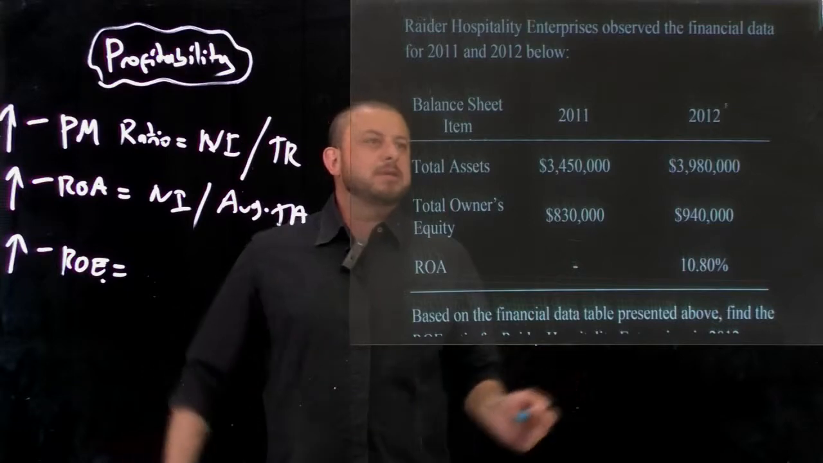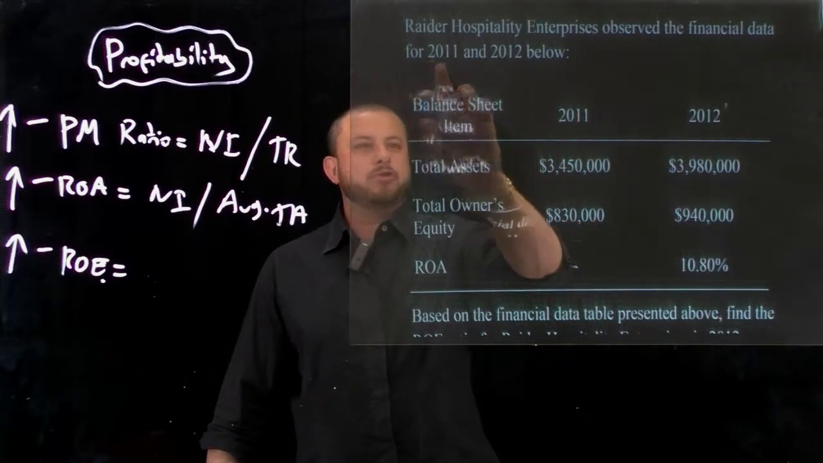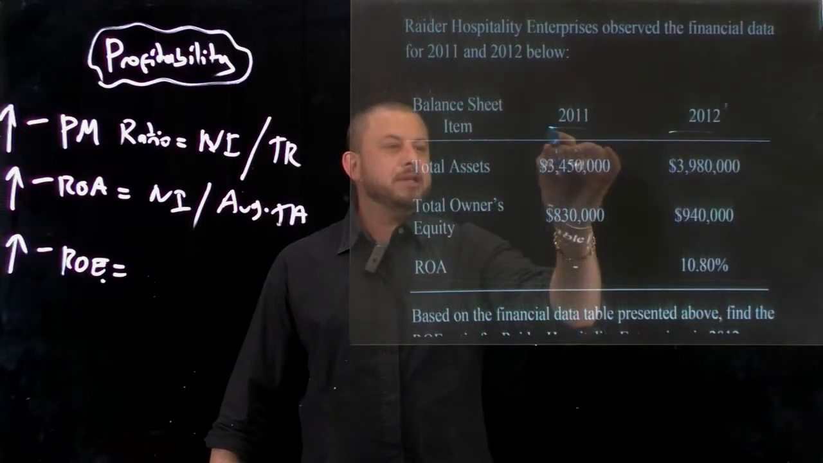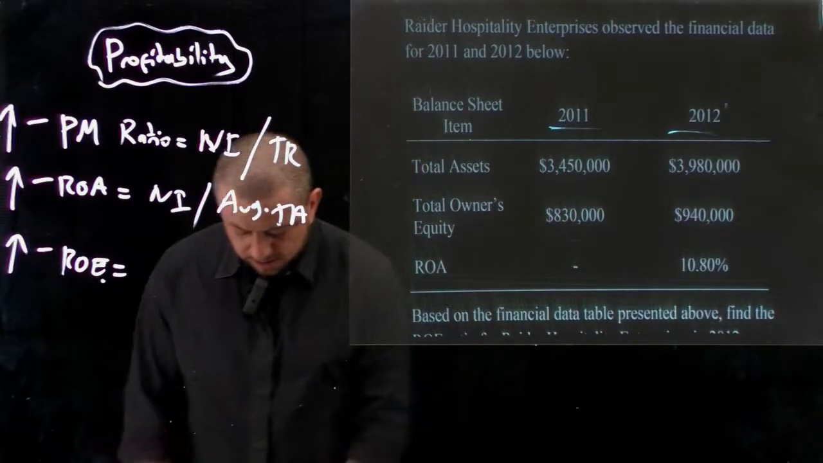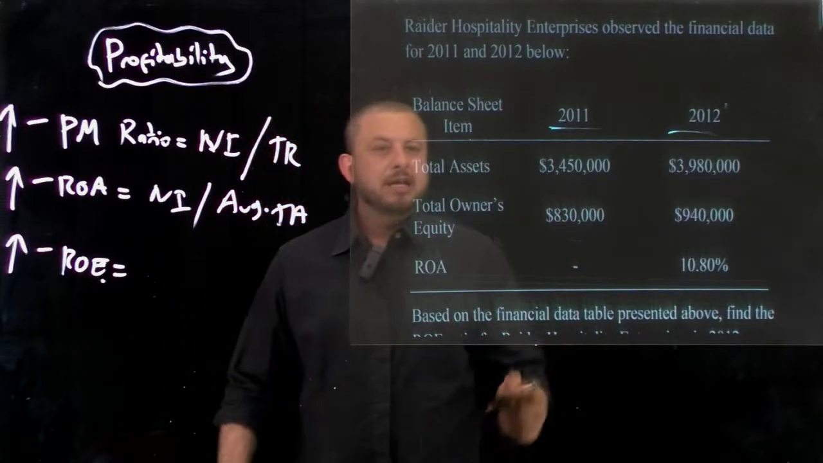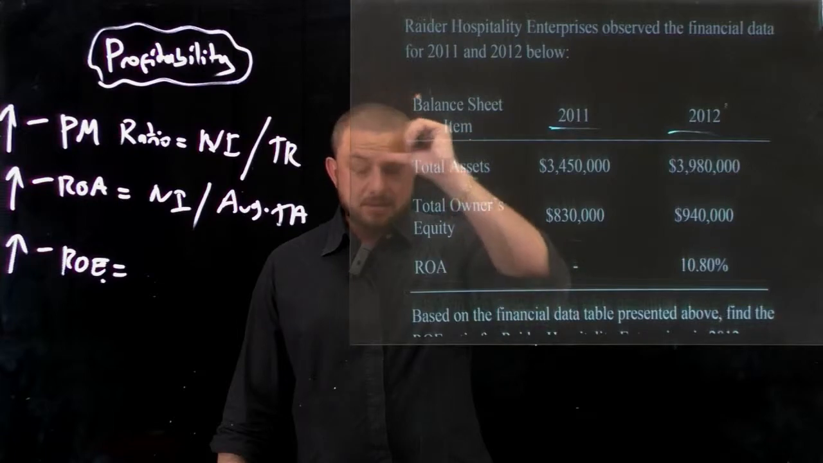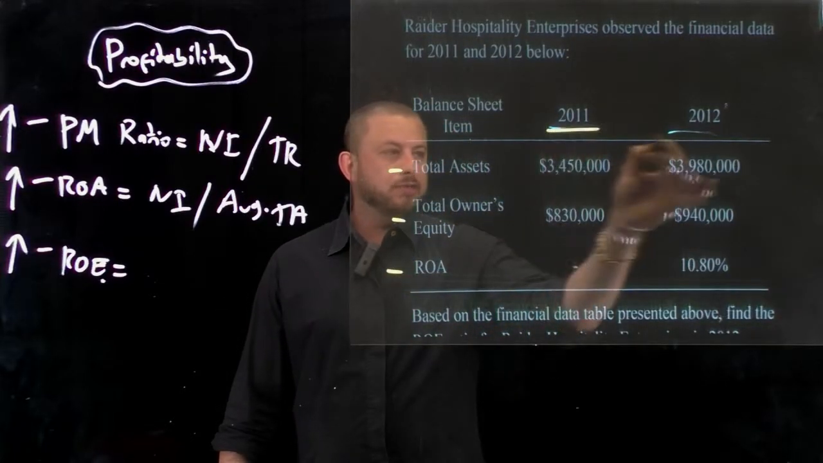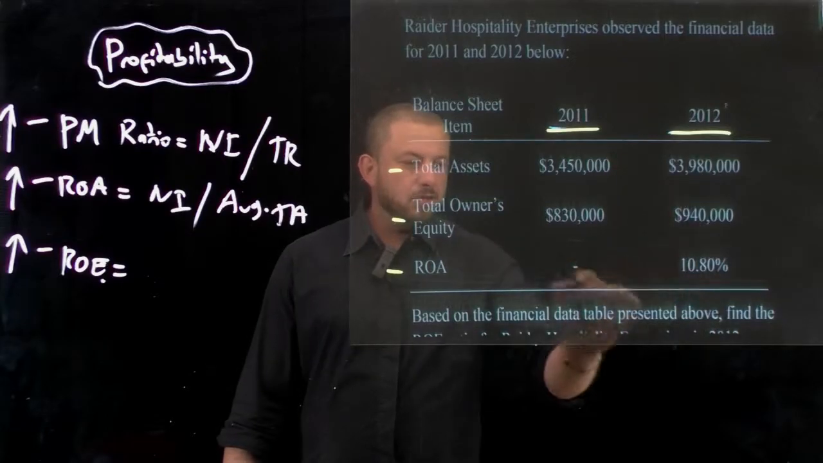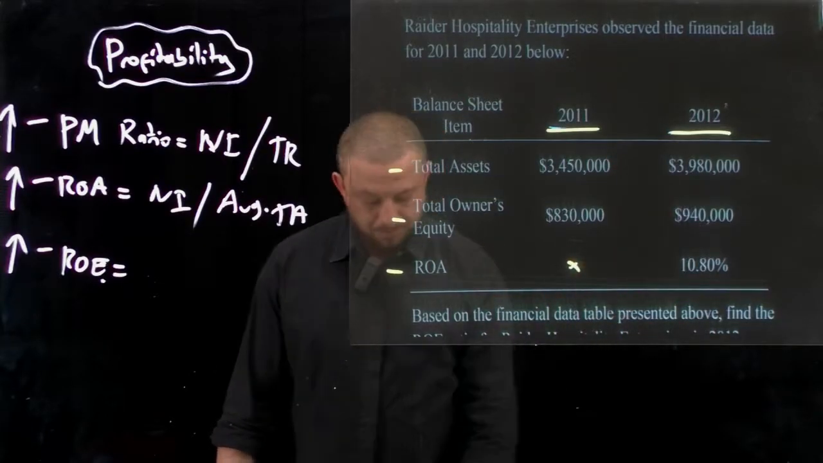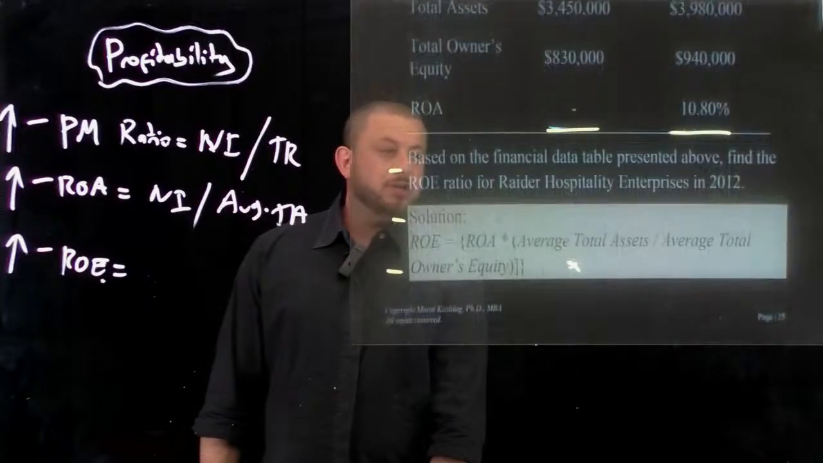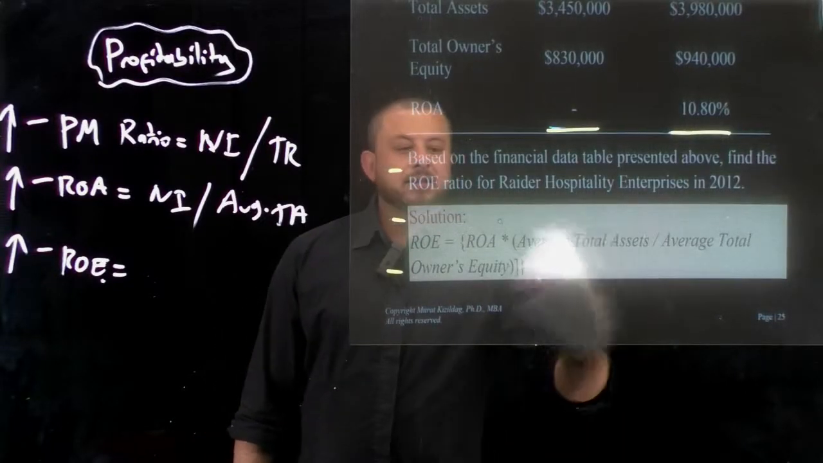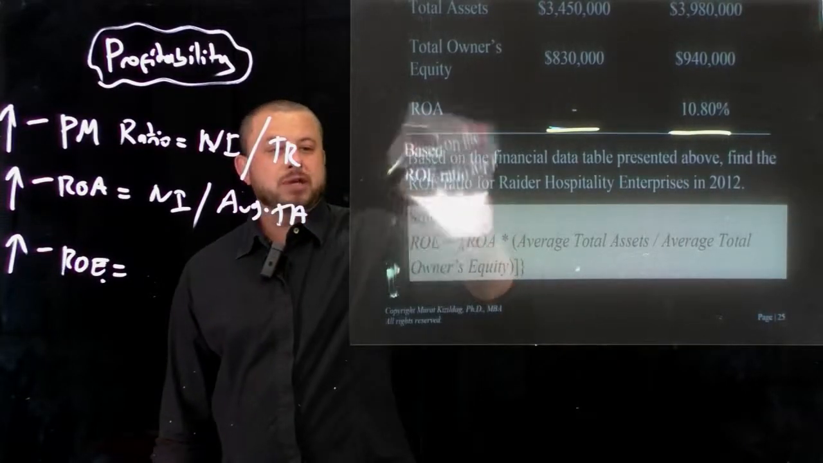A rated hospitality enterprise observed the financial data for 2011 and 2012 respectively right here. Let me just change my marker. Guys, we have balance sheet items as total assets, total owner's equity, and ROA. We have 2011, 2012 right here. We have the values, we just don't have the value over here, which is fine. Based on the financial data table above, find the ROE ratio for Raider Hospitality.